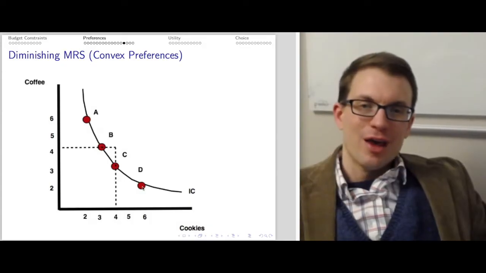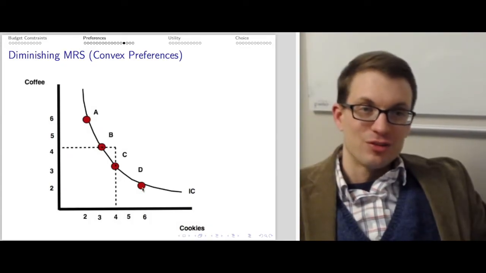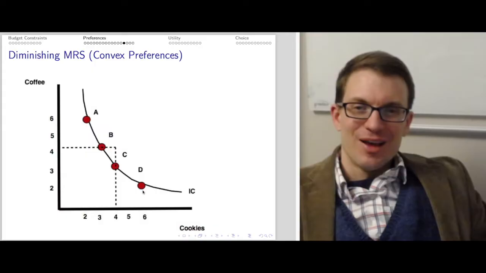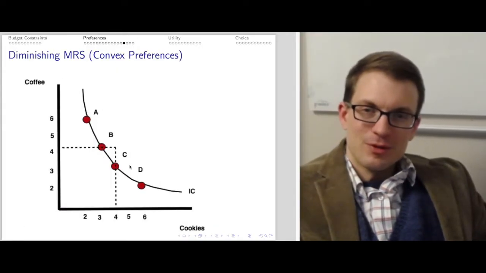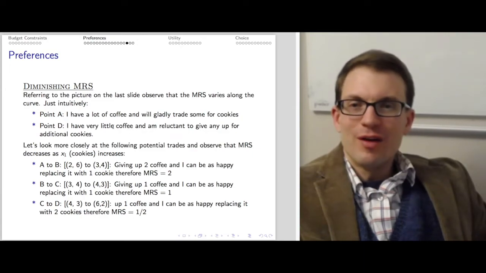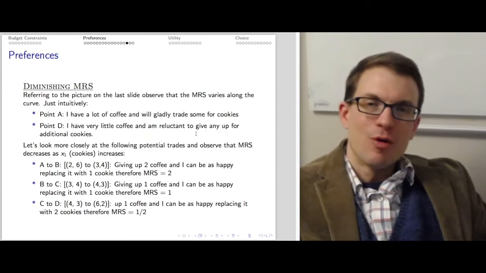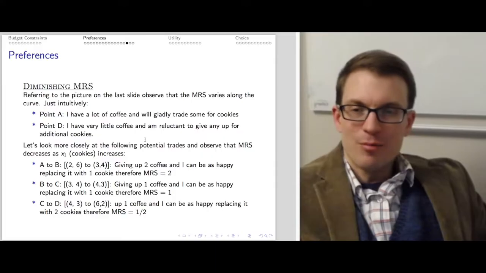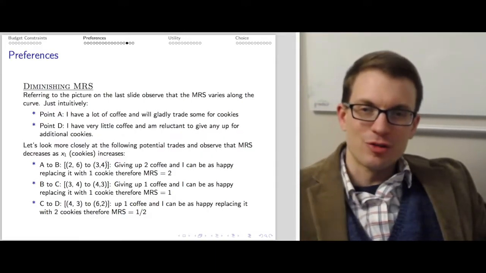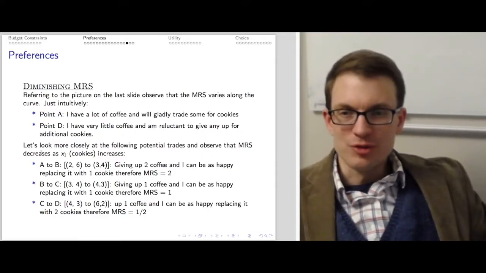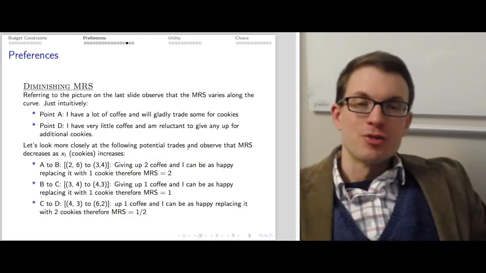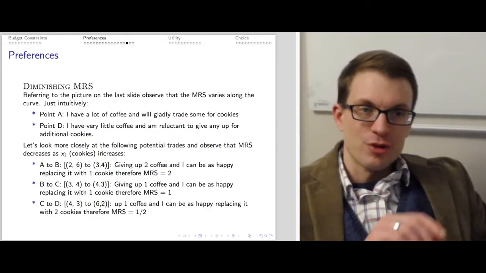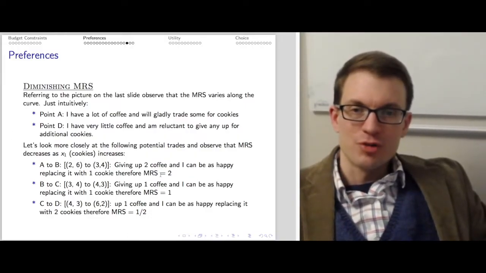And down here, I don't have very much coffee, and I have a lot of cookies. So I'm not going to want to give up any more. I have very little coffee and I'm reluctant to give up any for additional cookies. You better give me a lot more cookies if I'm going to be giving up my precious coffee. Okay, so look closely at the following potential trades. Observe the marginal rate of substitution decreases as cookies increase, right? So as consumption bundles change, the marginal rate of substitution changes.